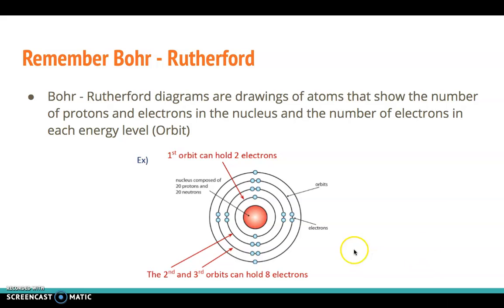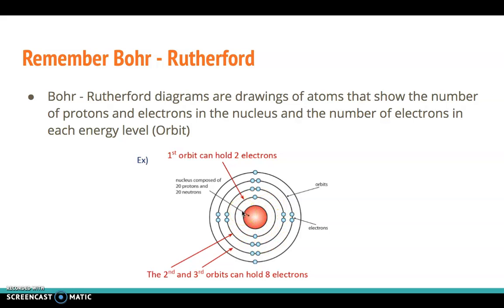I want to stress to you guys that usually when you're drawing your Bohr Rutherford diagram, most of the time there will probably be 3 orbits. I mean, you can go more than that, but for today, the most you're going to go to is the 3rd orbit. I want to stress that when you draw your first orbit, it only holds 2 electrons, 1 and 2. And you'll notice that here. So you're only drawing 2 electrons.